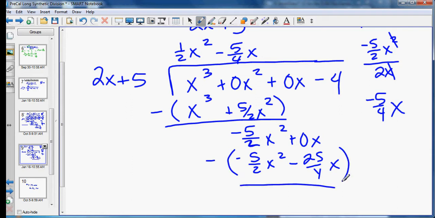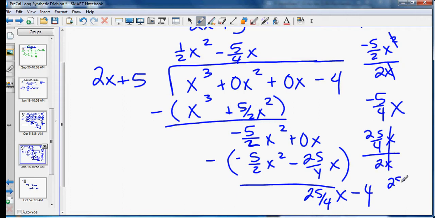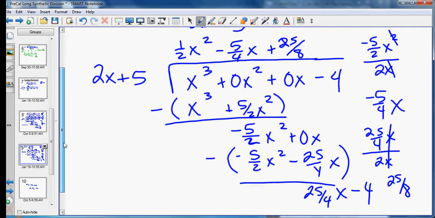So we do 25/4 x divided by 2x. The x's cancel. 25/4 over 2 gives us 25/8. So we'll put 25/8 on top and multiply that. 25/8 times 2x gives us 25/4 x. 25/8 times 5 will give us 125 over 8. So we subtract. The x's will cancel out.